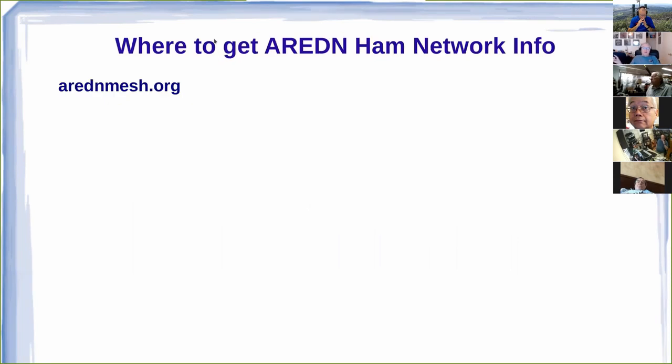So where do you get information on getting started? AREDN, obviously. Amateur Radio Emergency Data Network, they're arednmesh.org, not aredn.org anymore, arednmesh.org. And there you can find all the software downloads. And by the way, in addition to the production builds that they release about annually, in between they release nightly builds that have fixes and enhancements to them.